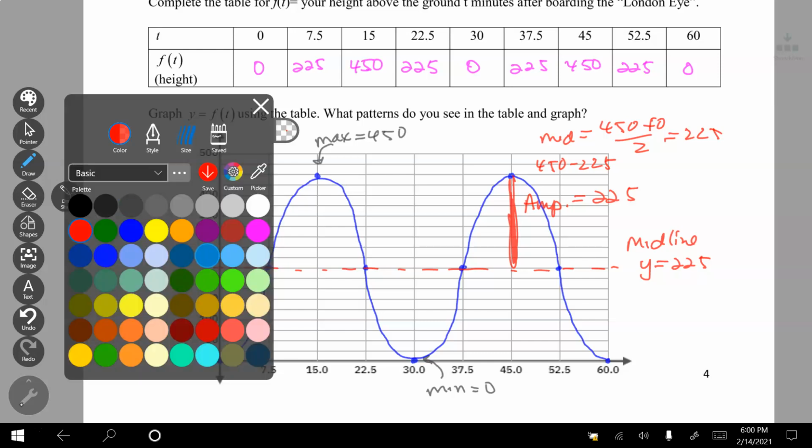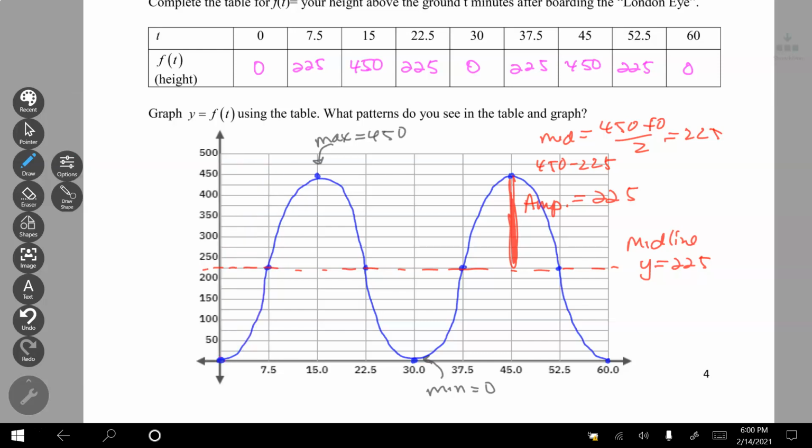And the period, I'll do in pink, is from this point at the minimum to another point at the minimum. So the period is equal to 30 minutes, which we knew before because that's what we said it took to do 1 revolution. But you could take any points to figure out a period. You could have taken this point here and this point here because they're both on the midline going in the same direction. This will also be 1 period of 30 minutes.